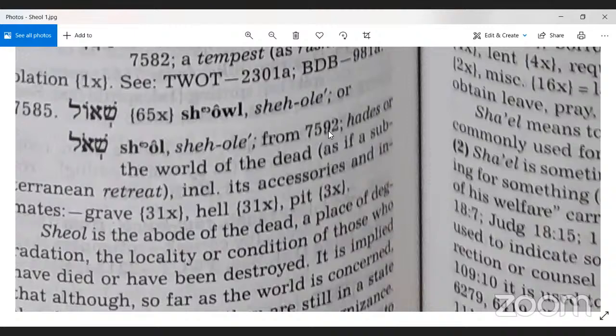It's number 4, asking for the Most High's direction. Or 5, begging. Now here we have the meaning of the actual word itself, Strong's number 7585. Again, referencing, it comes from what? 7592, which we just reviewed.